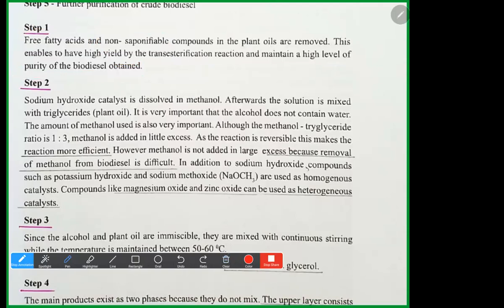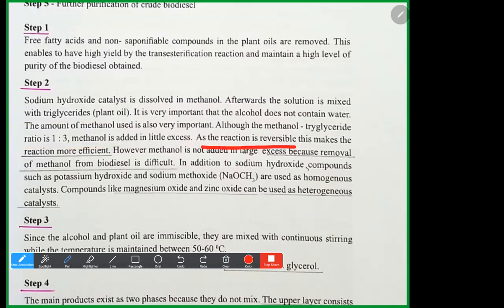Step 2. Sodium hydroxide catalyst is dissolved in methanol. Afterwards, the solution is mixed with triglycerides, plant oils. It is very important that the alcohol does not contain water. The amount of methanol used is also very important. Although the methanol to triglyceride ratio is 1:3 in that equation, methanol is added in a little excess.